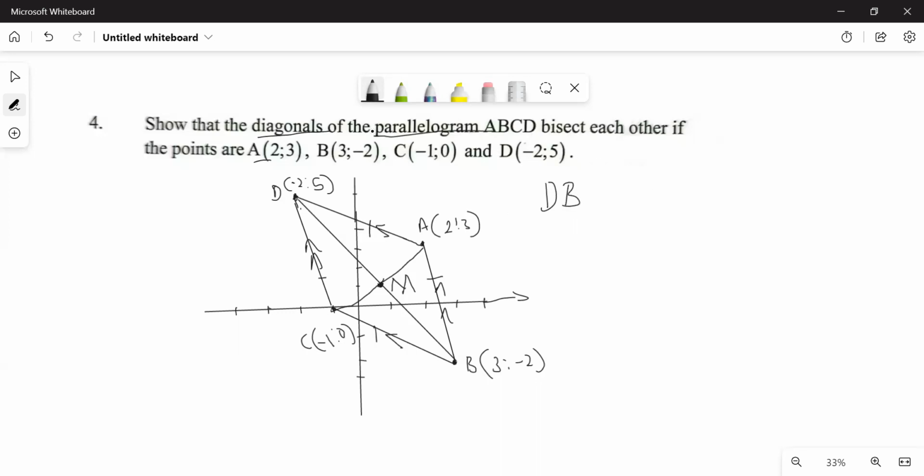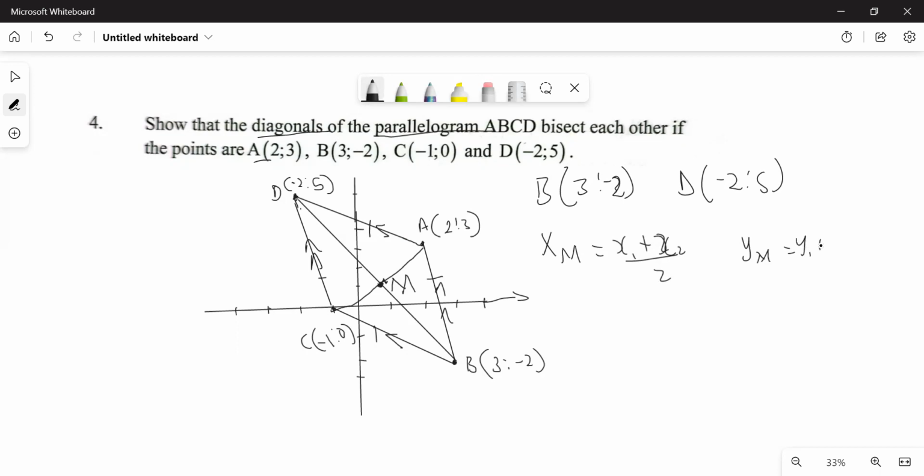If you have DB, you're going to use the coordinates of D and the coordinates of B. The coordinates of B are 3 and minus 2, and the coordinates of D are minus 2 and 5. Now I'm going to calculate the midpoint. So x of the midpoint is going to be given by x1 plus x2 divided by 2, and y of the midpoint is going to be given by y1 plus y2 divided by 2.